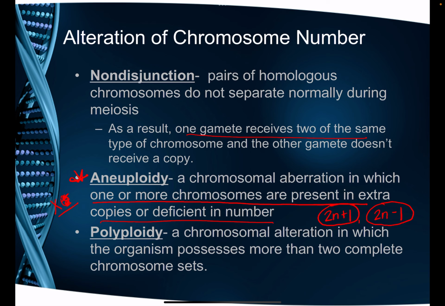Now, aneuploidy is very different from polyploidy. So look at that prefix. Poly means many, okay? They are going to have many copies of a chromosome, more than 2 complete chromosome sets. So normally we have 2n, right? That's our diploid number. That's what we want our cells to have, except for sperm and egg. They would have the haploid number. But in polyploidy, they could have 3n, or 4n, or 5n, or 6n, and so on and so forth.